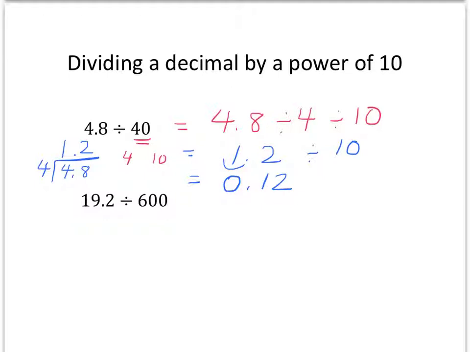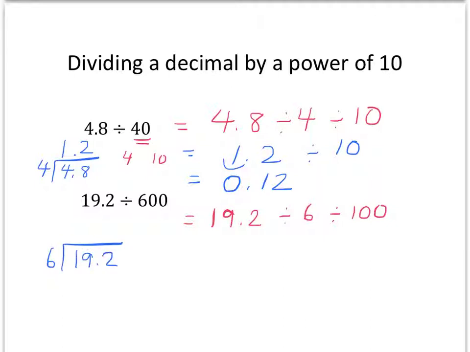Now let's try this similarly with the next one. So I've got 19.2 divided by 600. I'm going to split that up into 19.2 divided by 6 and then divide by 100. So there's my 600 there. Divide by 6, then divide by 100. Okay, so 19.2 divided by 6.